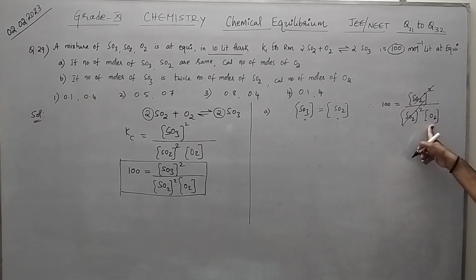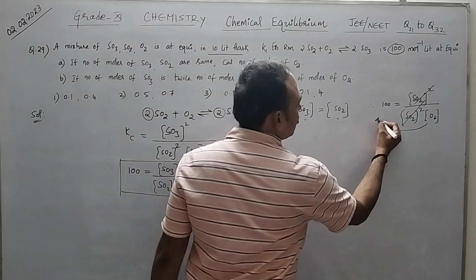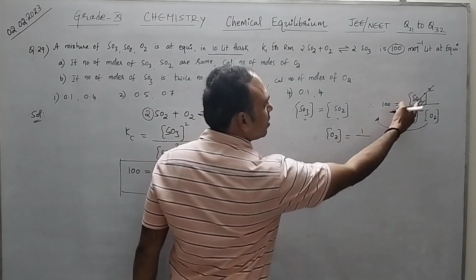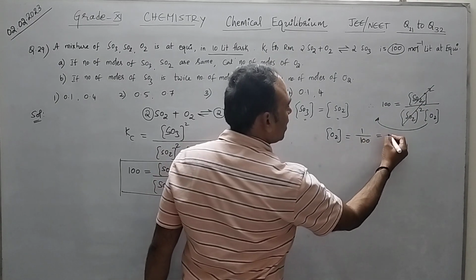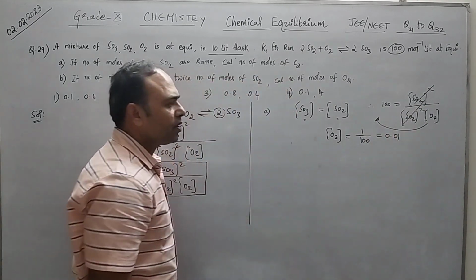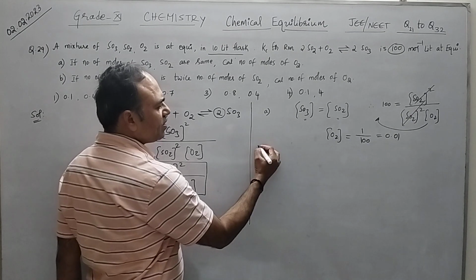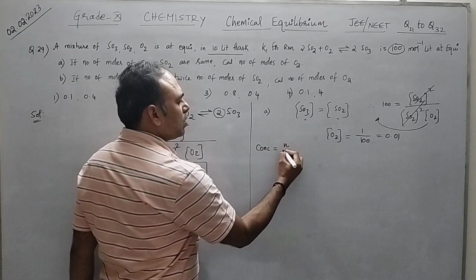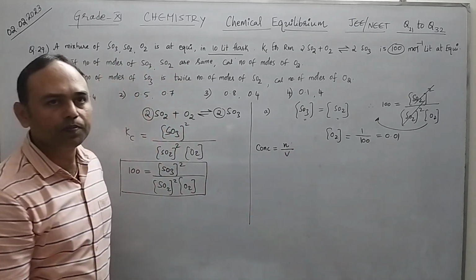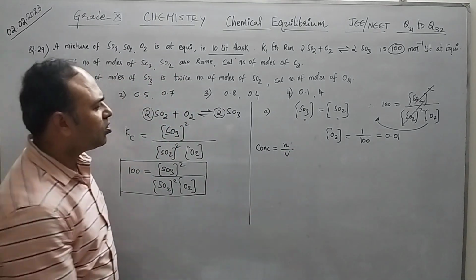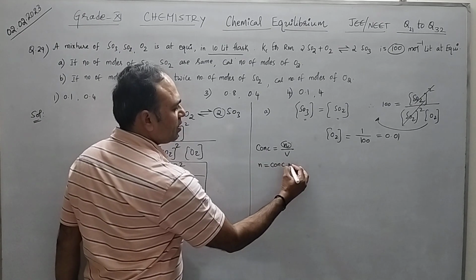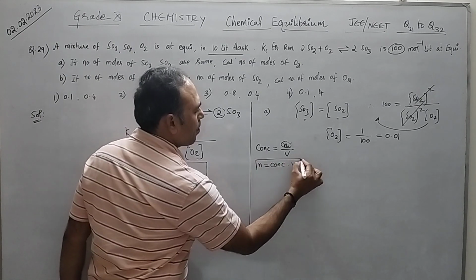Now you want only the O2 concentration. Send this to the other side. So the concentration of O2 is equal to, this will become 1 by 100, 0.01. And you know an important formula, what is that? The concentration is equal to the number of moles by volume. Now they are asking to find the number of moles. So therefore we can write n is equal to concentration into volume.